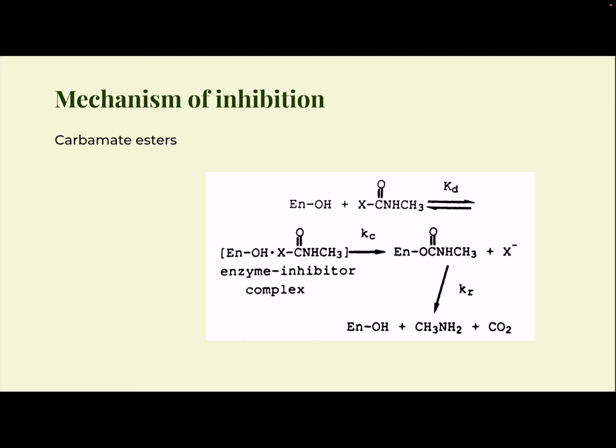The mechanism by which they inhibit acetylcholinesterase is pretty much identical to how the organophosphorus insecticides do this. It is a two-step process: the formation of the enzyme-inhibitor complex, then the carbamylation of the serine hydroxyl, and the carbamylation of the serine hydroxyl is what results in the inhibition of the enzyme.